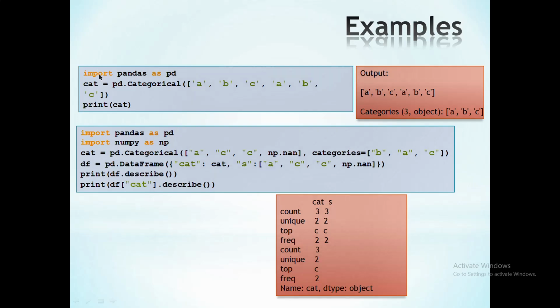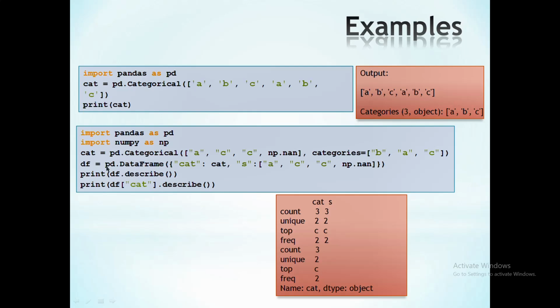Here I am using pandas, creating a data frame-like structure with pd.Categorical of A, B, C, D. When I print this value, I get the output as categories: 3, object, that is A, B, C. The number of duplications is not counted; it only counts the unique values in the list rather than the repeated values.